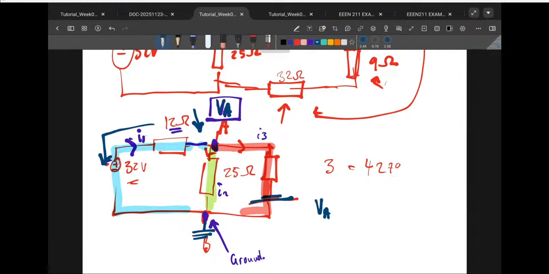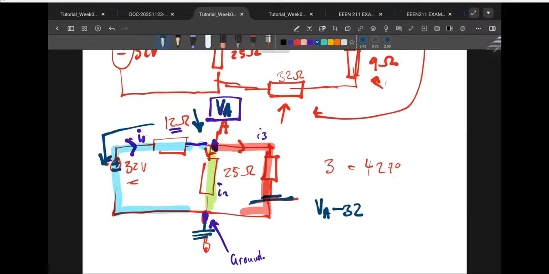So do I meet any source? Yes. And where is this source facing? It is facing upward because positive is up. So it is subtracting, so it's going to be minus 32. It's VA, which is a voltage, minus this 32.